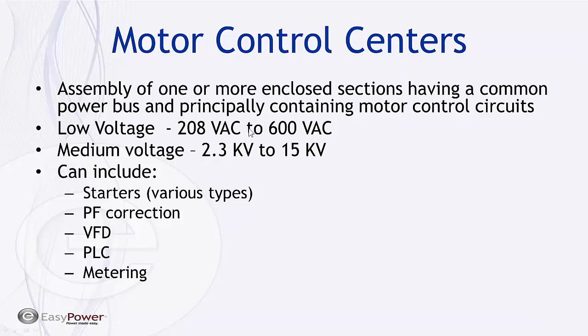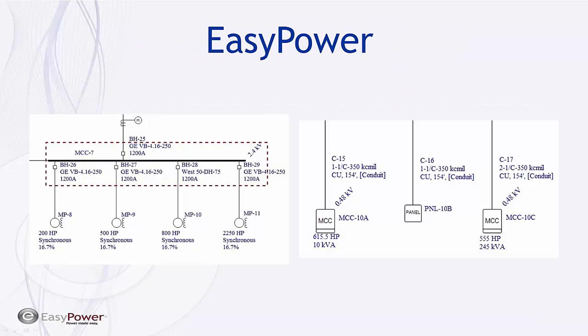Basically, most of the low voltage systems are in a 208 to 600 volt range. Medium voltage MCCs would be 2.3 to 15 kV.